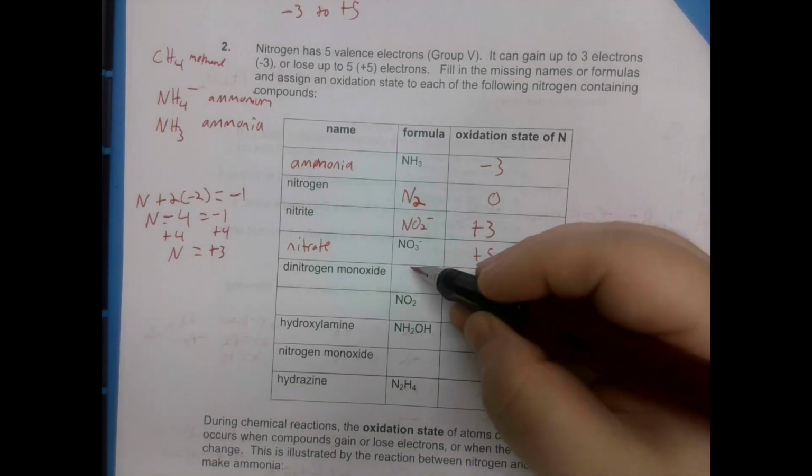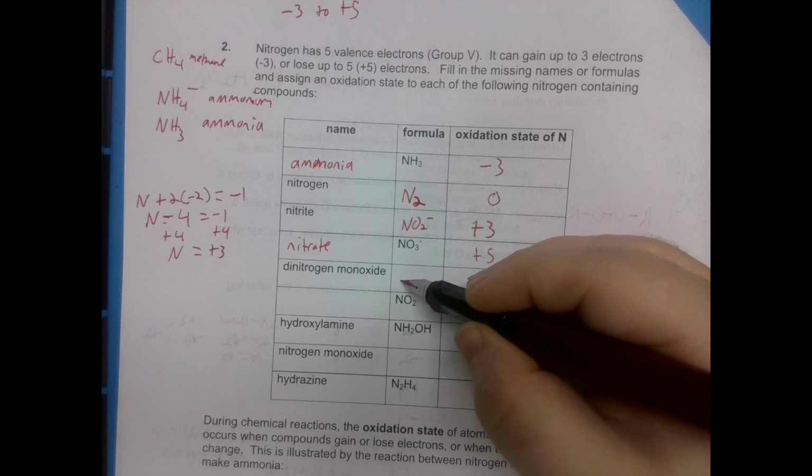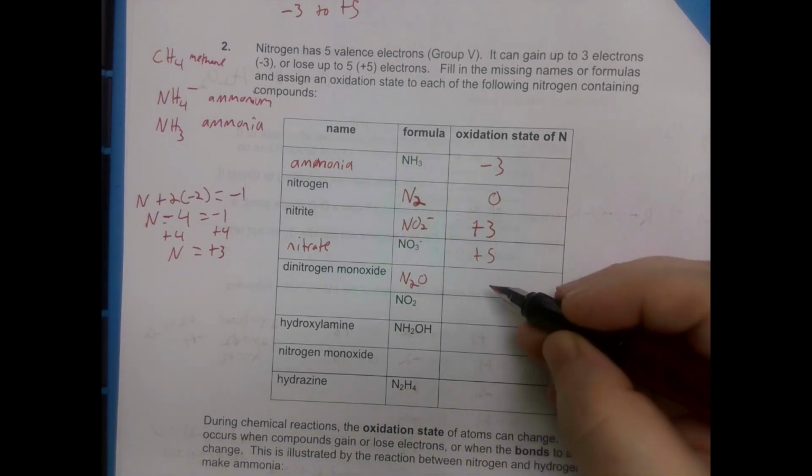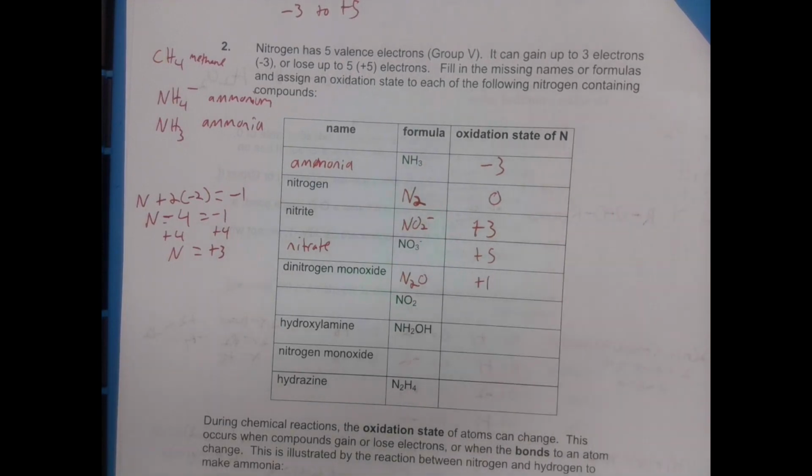Dinitrogen monoxide, what's its formula? N2O. And what is the oxidation state for the nitrogen? +1. So we need 2 plus charges to counteract the -2 for the oxygen. Again, these aren't charges, these are oxidation states, but they're very similar concepts.